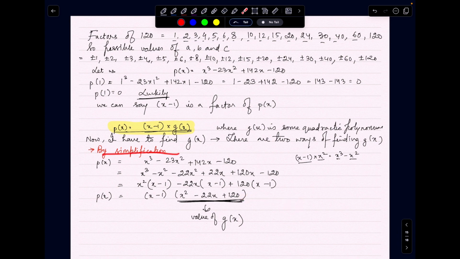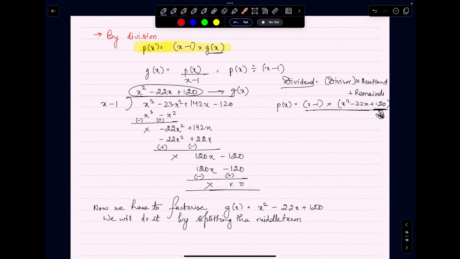This is by simplification. Otherwise, what we can do is, we have written p of x equals x minus 1 into g of x. So g of x is p of x divided by x minus 1. We can directly do the division part. Like we did the division in previous videos, we got the quotient and the remainder as 0.